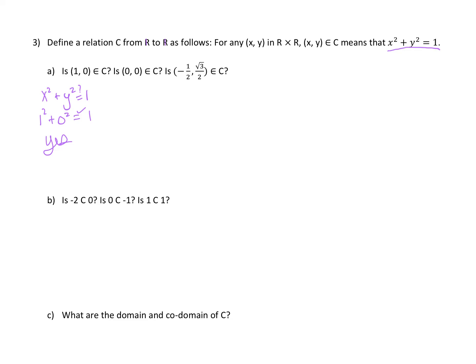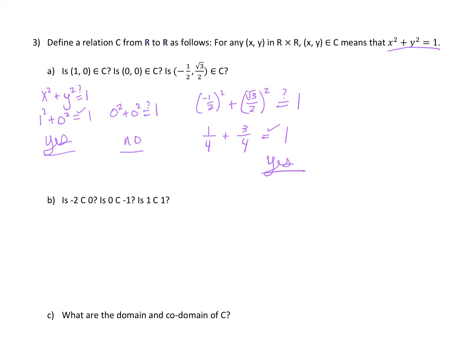(0, 0). Well, 0 squared plus 0 squared, does that equal 1? No. And then (negative a half, root 3 over 2). Okay, negative 1/2 squared plus root 3 over 2 squared. Does that equal 1? We get 1/4 plus 3/4, which equals 1, so yes.